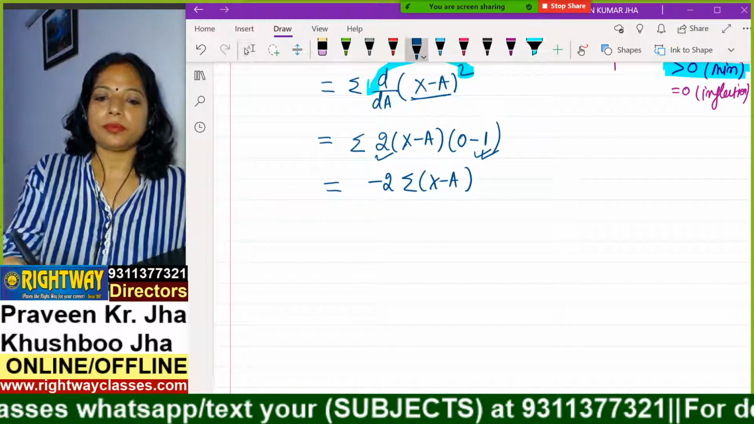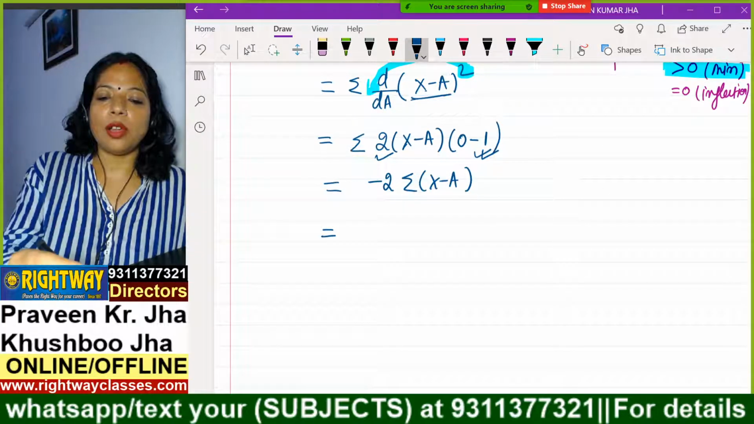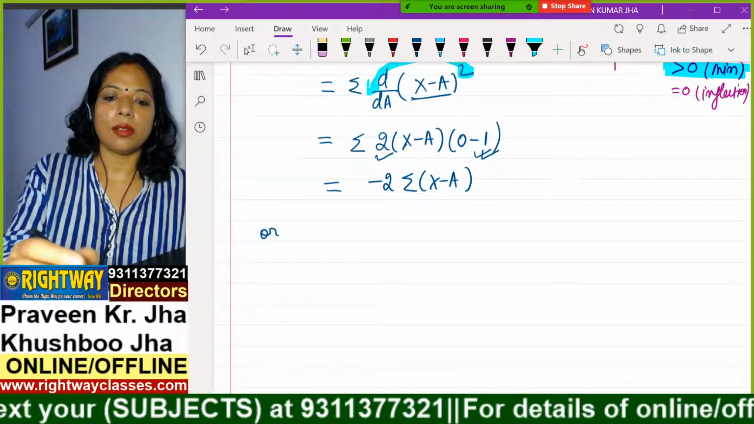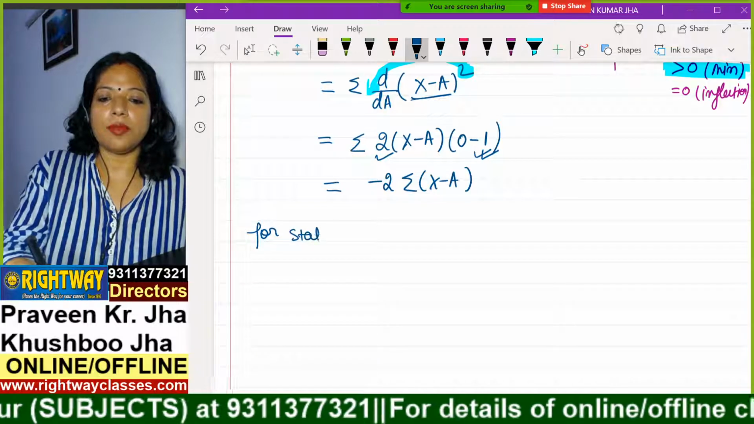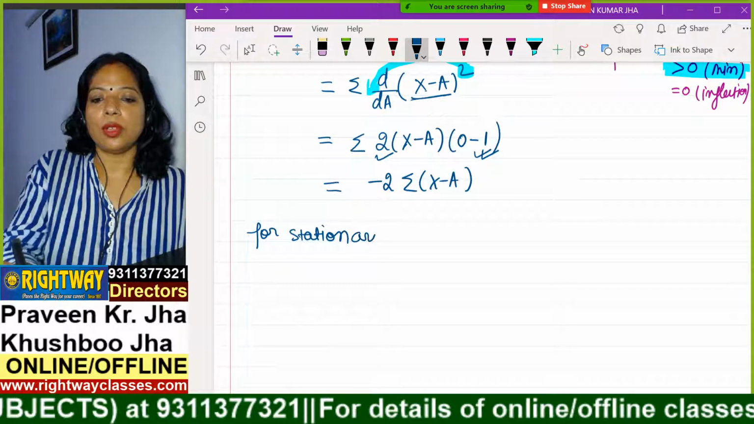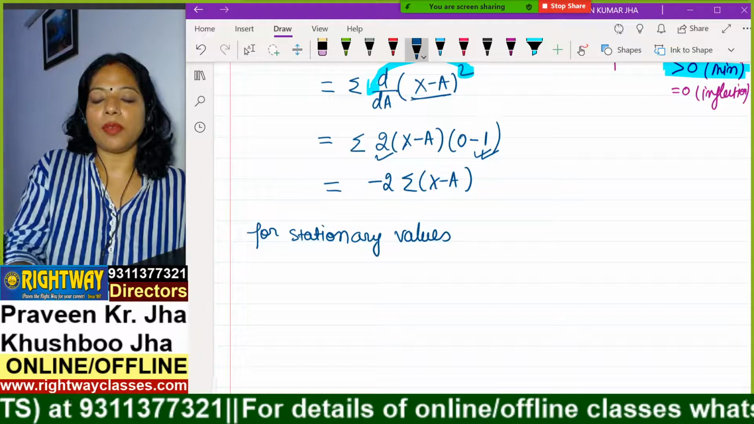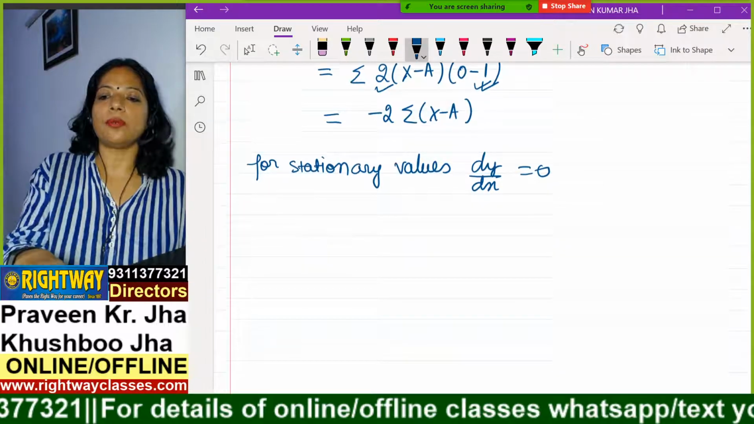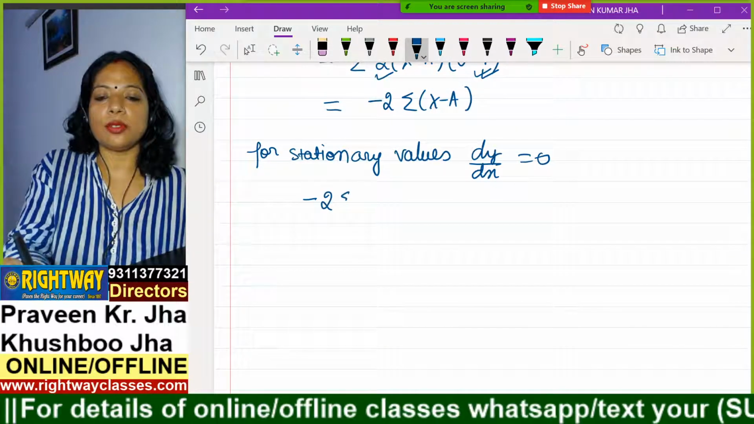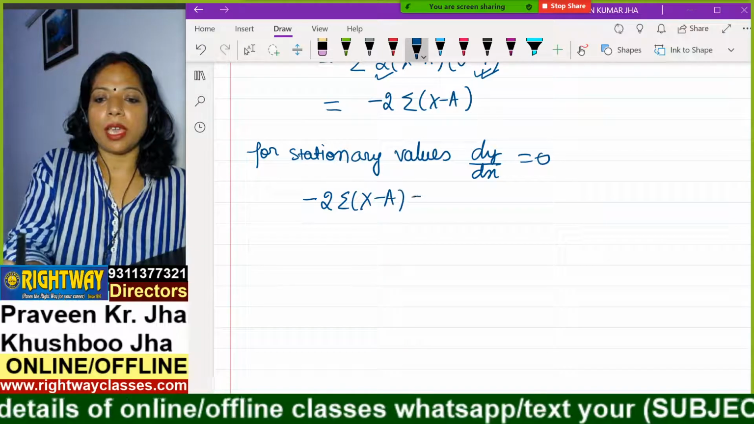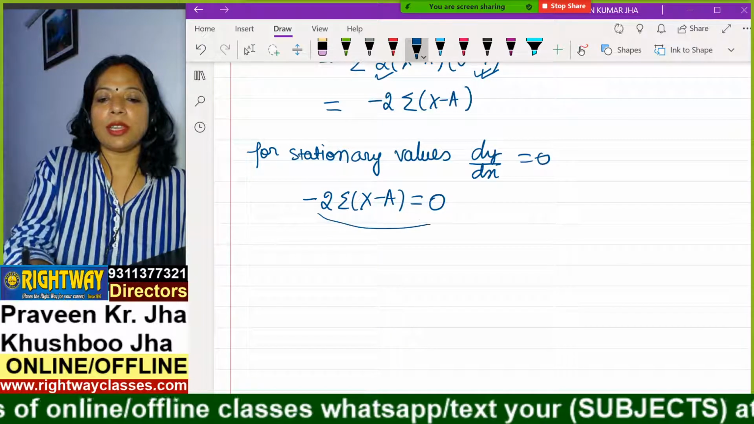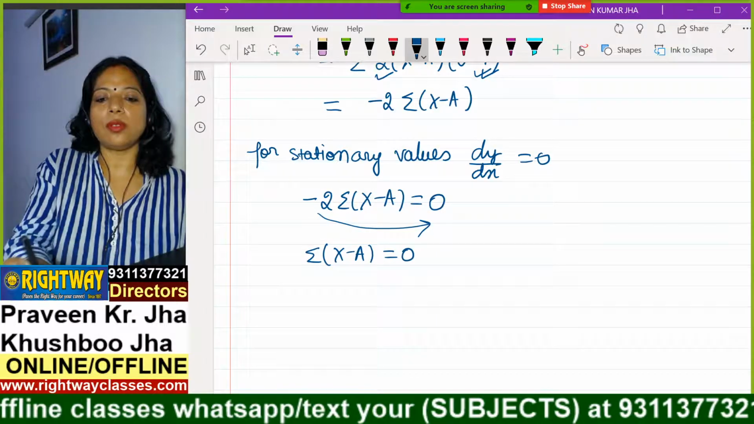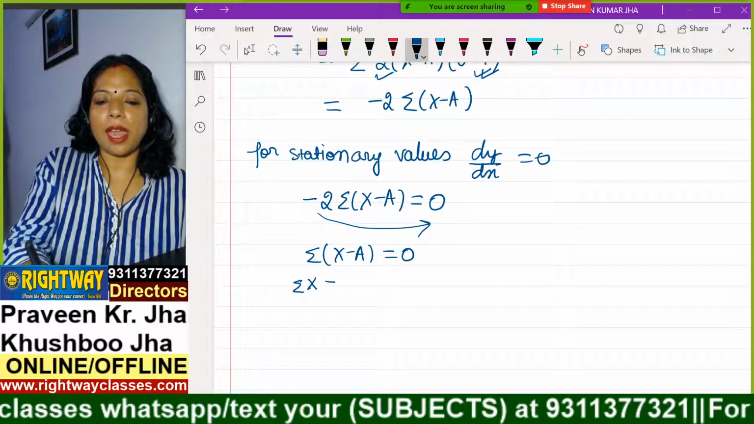Now see, for the stationary value, what should we do? For stationary values, we must equate dy by da with 0. So here we will get minus 2 summation (x minus a) is equal to 0. So minus 2 taking to the other side, it will be 0. So summation (x minus a) will be equal to 0. And this we can just expand, open it.